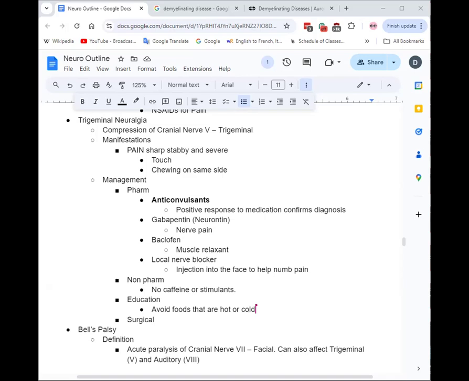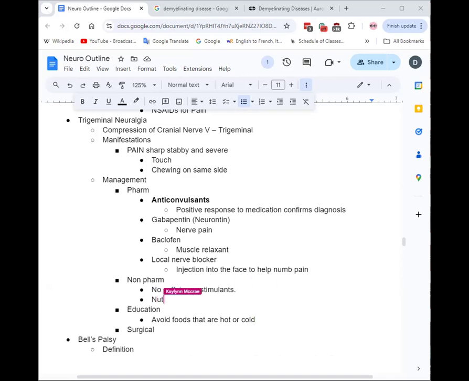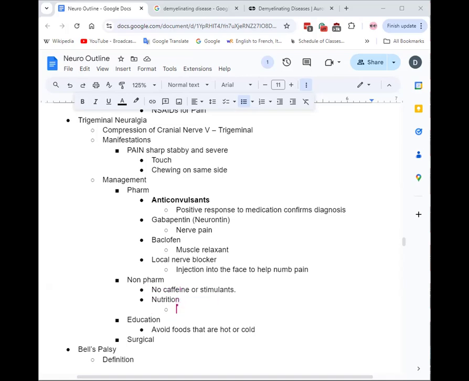But yeah, so if we have more pain around our mouth, nutrition. Nutrition. So that's gonna be a big one. So what do you expect is gonna happen with their nutrition status?